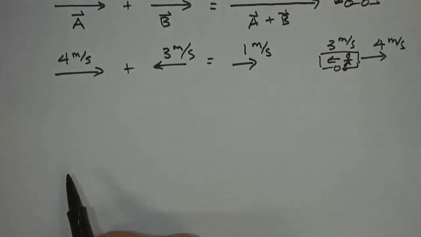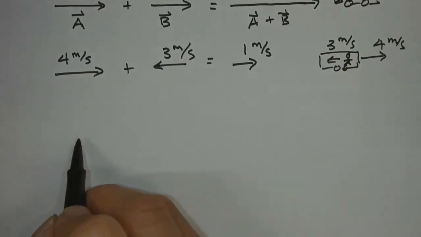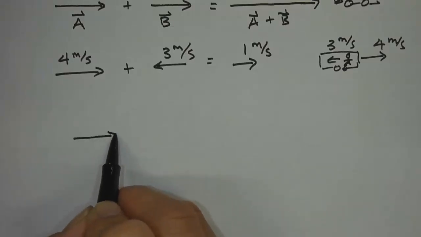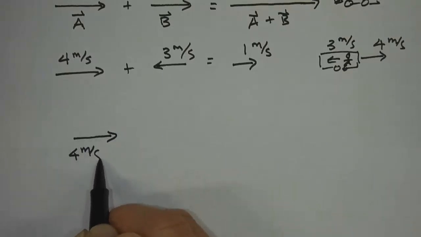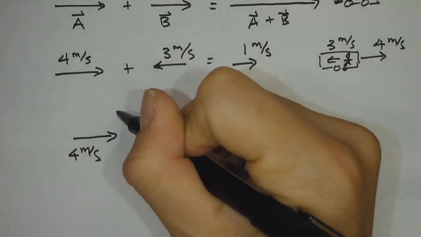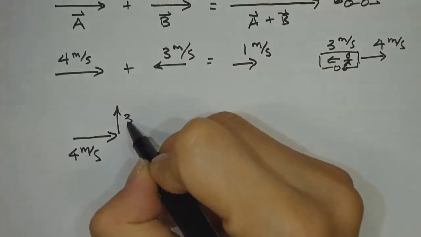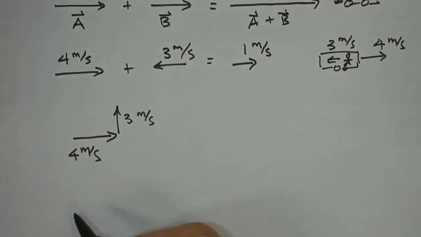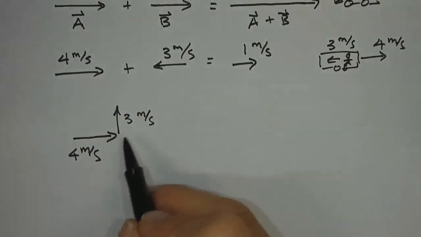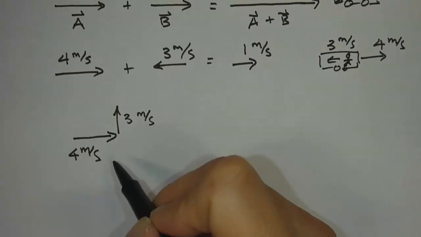Now let's take a look at another situation where you have a vector. Let's say you have a vector to the right 4 meters per second, and you have another velocity vector going perpendicular to that, 3 meters per second. When you add vectors, you cannot just add those two numbers because they have a direction.